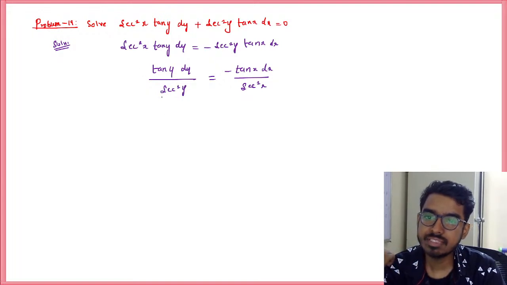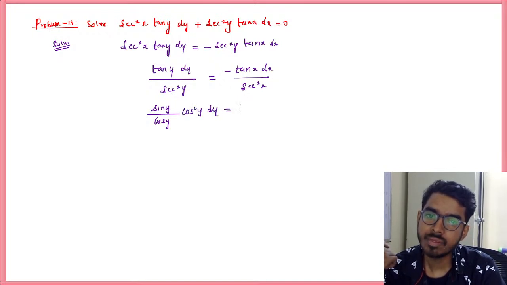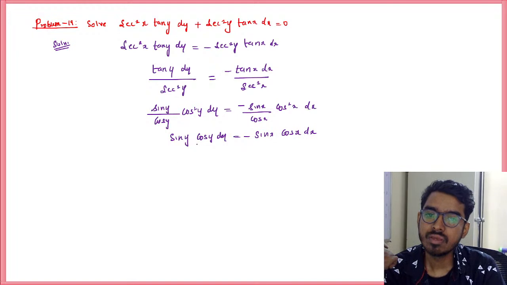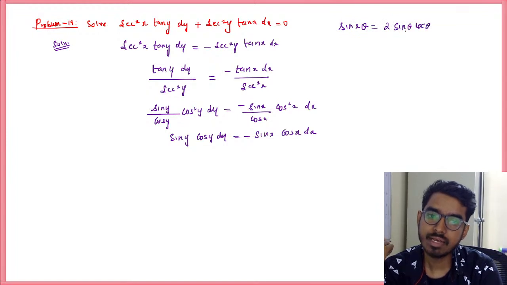Let us write tan y as sin y by cos y, and 1 by secant square y as cos square y dy. Again, let's write tan x as sin x by cos x and 1 by secant square x as cos square x dx. So one cos will get cancelled. So we have sin y cos y dy, minus sin x cos x dx. And we know sin 2 theta is 2 sin theta cos theta, right?